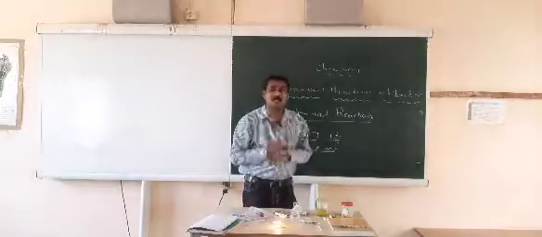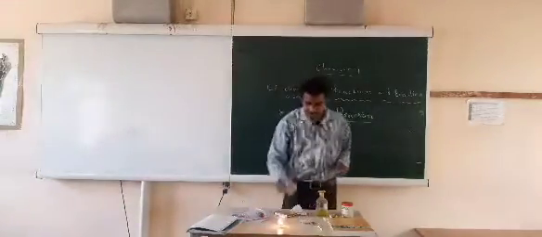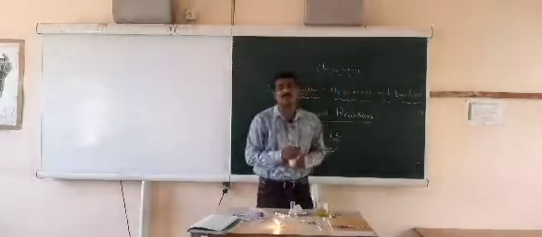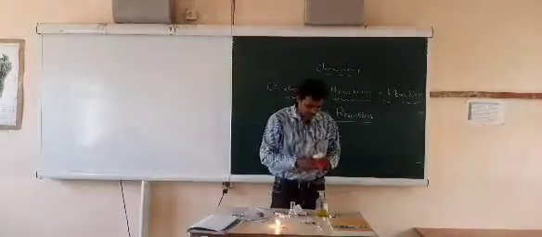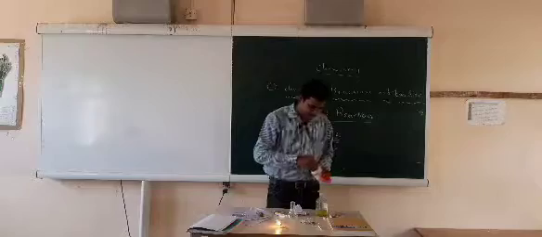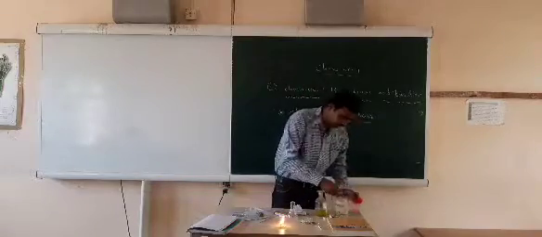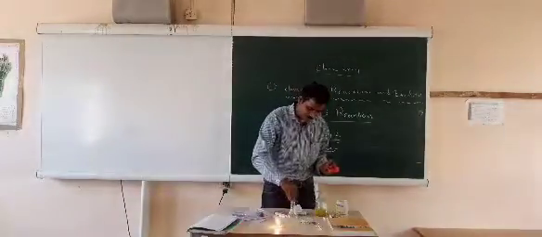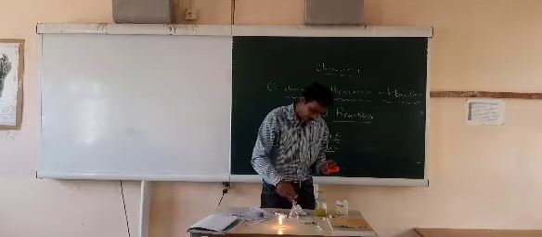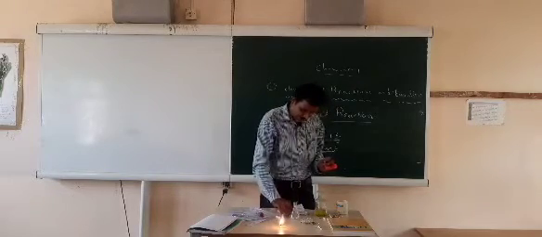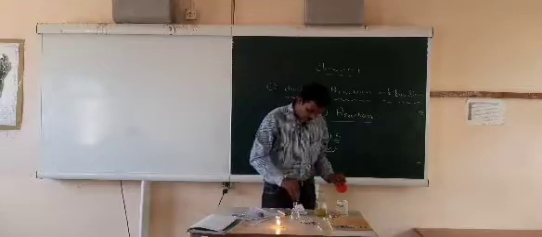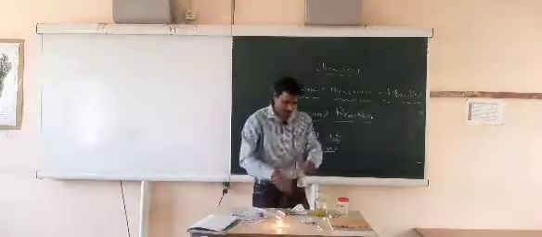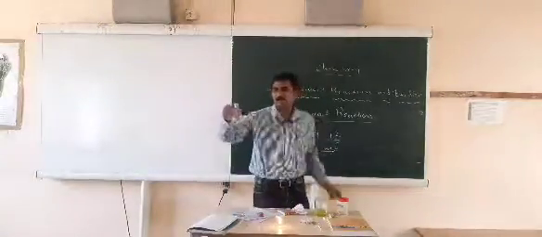I will tell the procedure of this activity. First we take one clean conical flask and add some pieces of zinc granules in it. I will show the zinc granules. You can see, these are called zinc granules, and we add a few pieces of them into the conical flask.